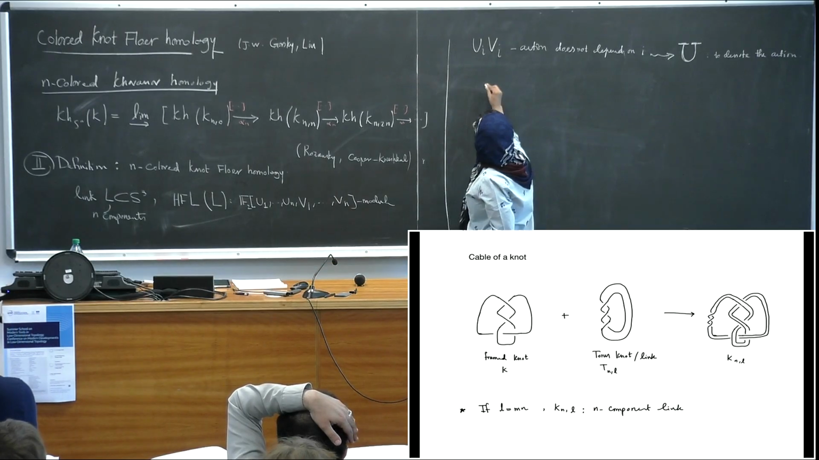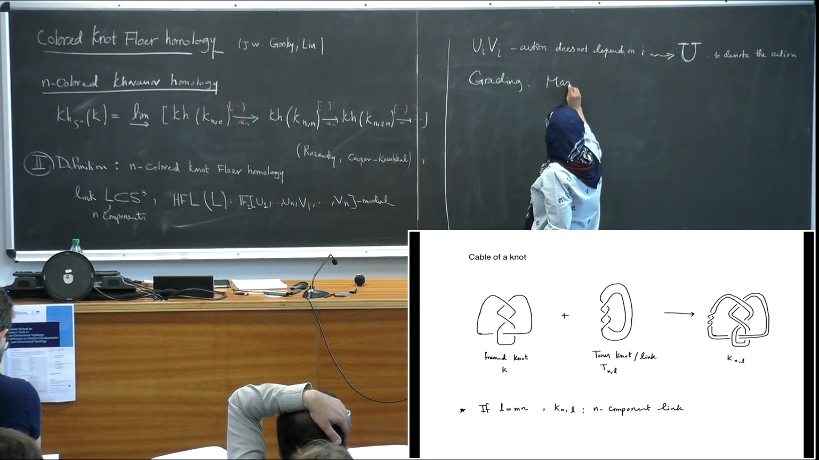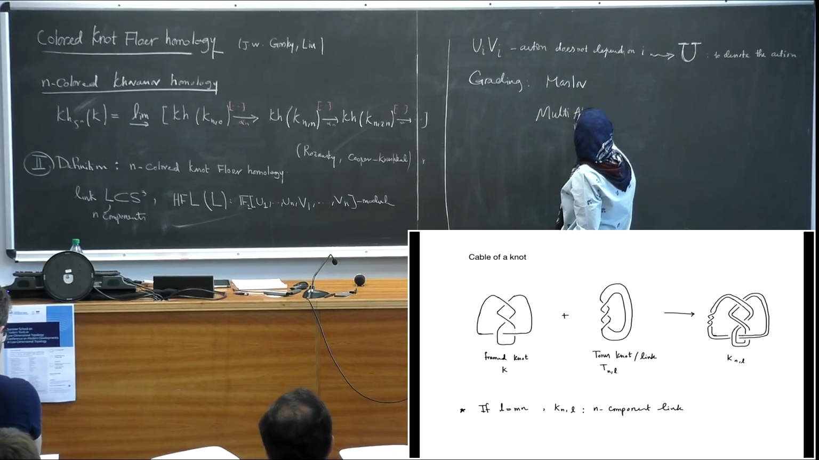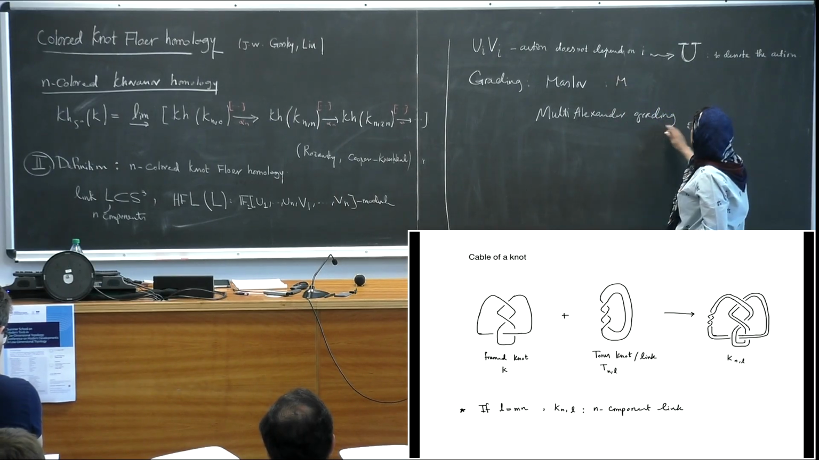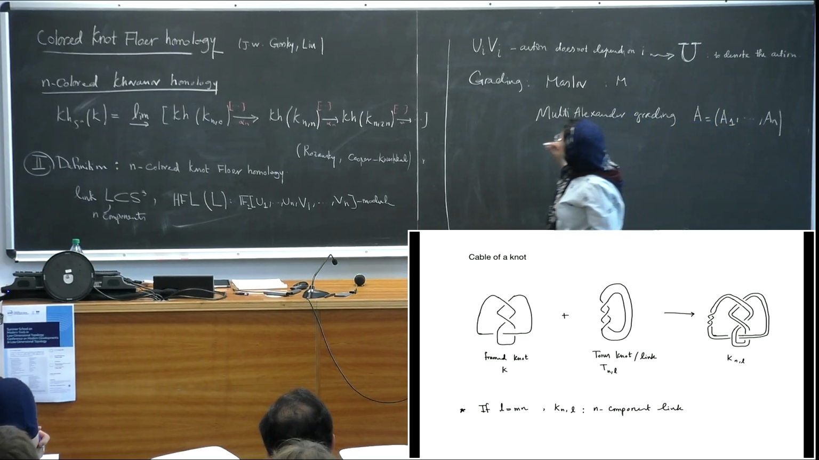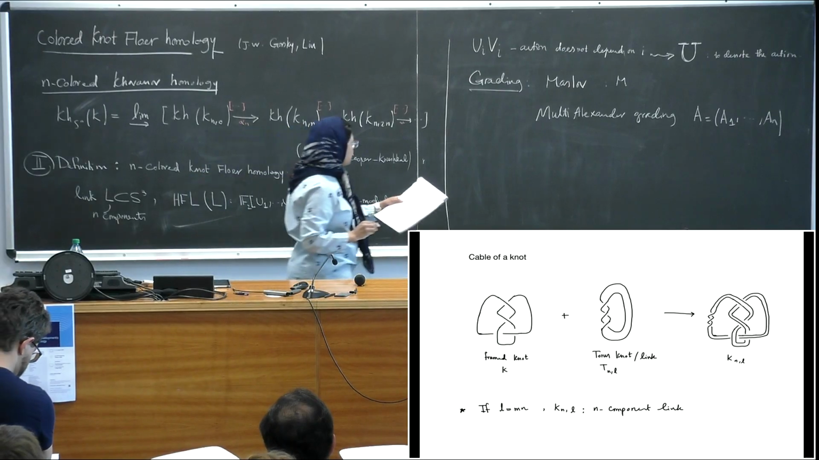Okay, so as I said, it will have gradings. It will have a Maslov grading, and it will have an Alexander grading, but it's a multi-Alexander grading since it's a link. So we're going to denote the Maslov grading by M, well, probably not use it, and the Alexander grading by A. And it will have n components, one for each component of the link. Okay. What else do I want to say about links? Okay, not at the moment.